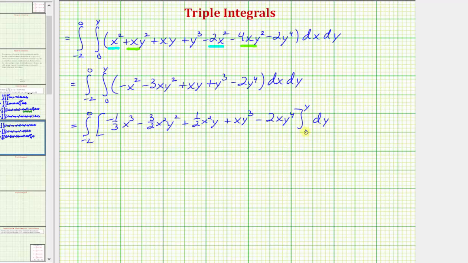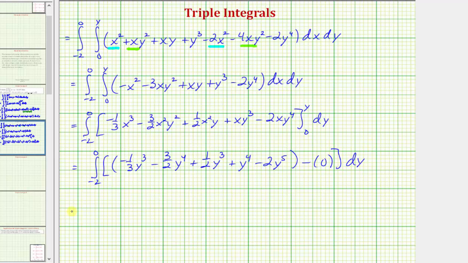And now we need to find F(b) minus F(a) by performing substitution for x. So when x is equal to y, we would have negative 1/3 y cubed minus 3/2 y to the fourth, plus 1/2 y cubed, plus y to the fourth, and finally minus 2y to the fifth. And then when x is 0, notice all the terms contain a factor of 0, so we just have minus 0.